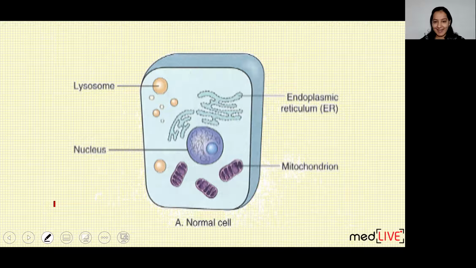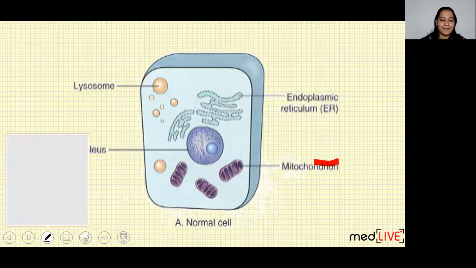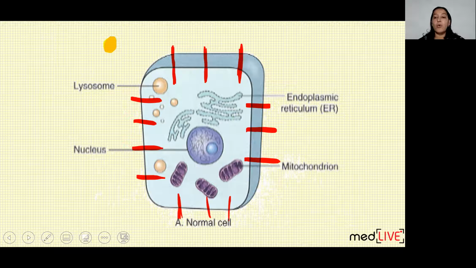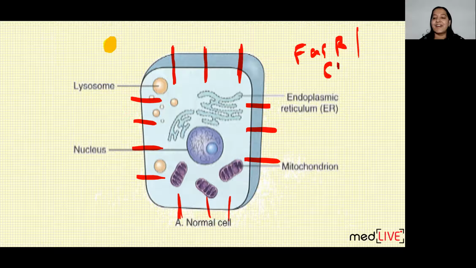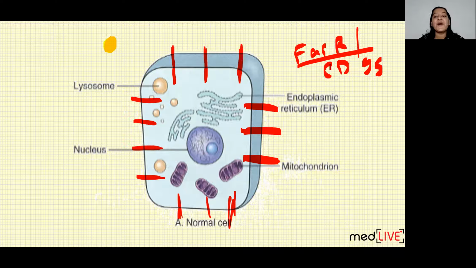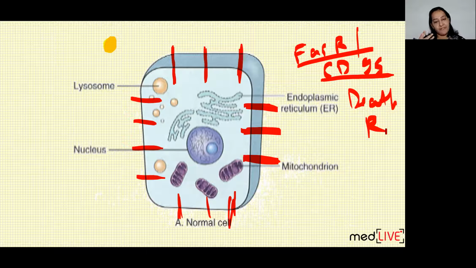So this is a cell. On every cell of the body, there are some receptors. These receptors are known as FAS receptors or CD95. I have marked them in red on the cell surface. Can you see that on the surface of the cell there are receptors? These receptors are known as FAS receptors, or CD95 receptors, or death receptors. These are also known as death receptors. These are present on every cell of the body.